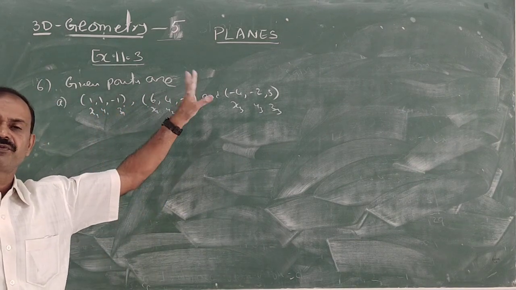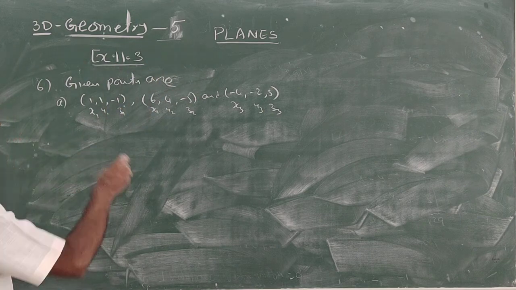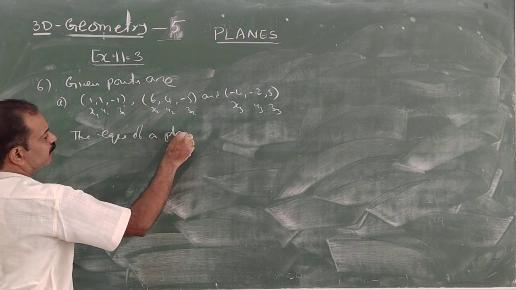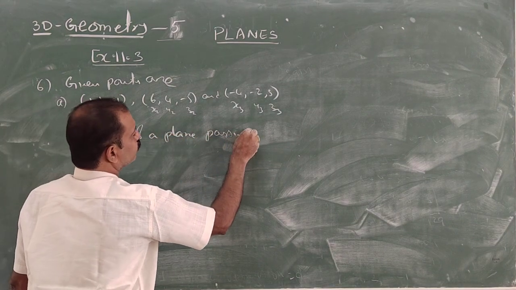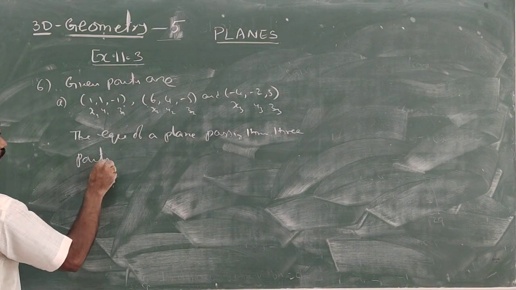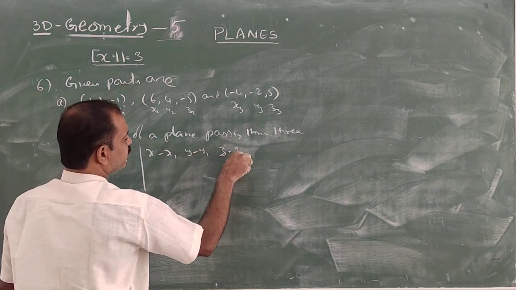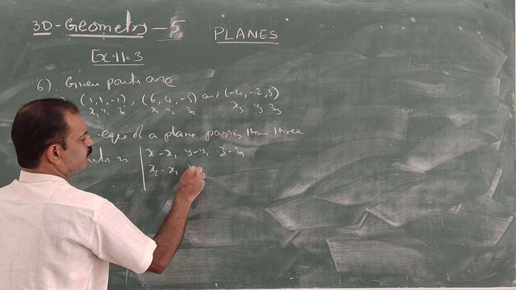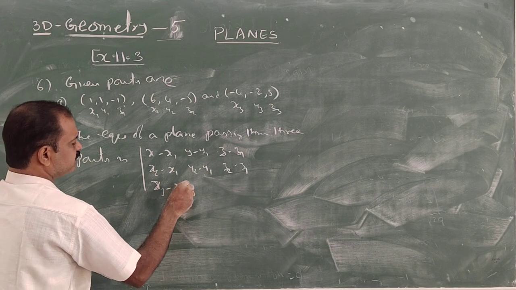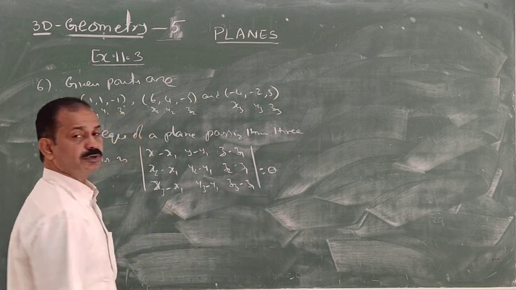So nothing is given, vector form or Cartesian form, you need not worry at all. So directly you can write the Cartesian form. The equation of a plane passing through 3 points is the determinant x minus x1, y minus y1, z minus z1, x2 minus x1, y2 minus y1, z2 minus z1, x3 minus x1, y3 minus y1, z3 minus z1 is equal to 0.